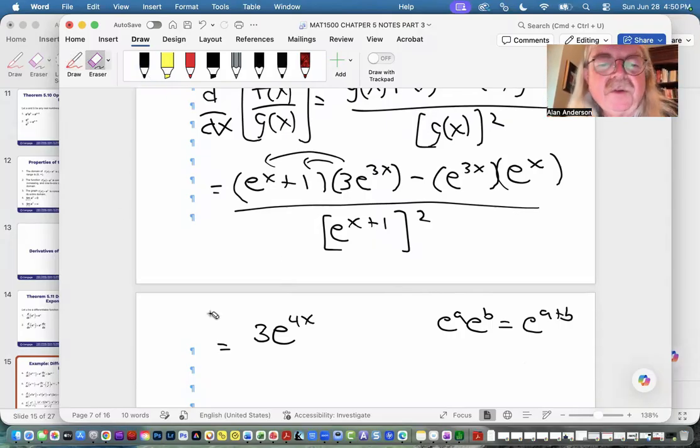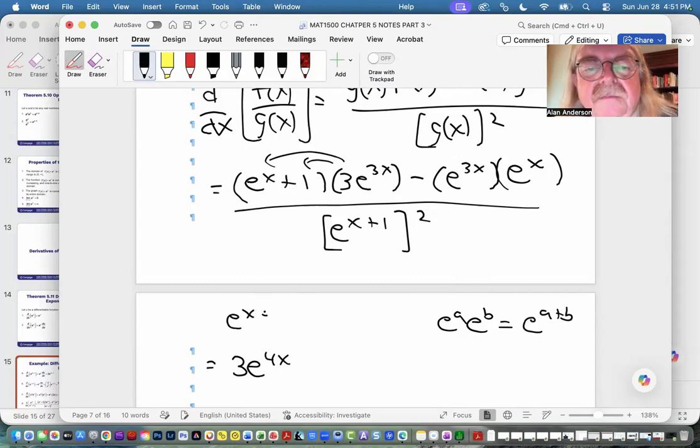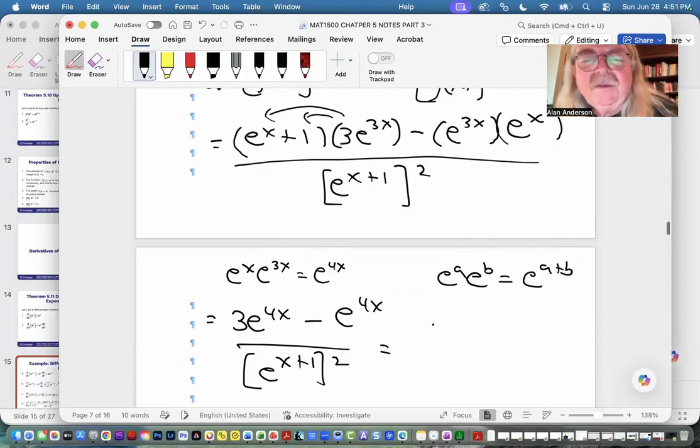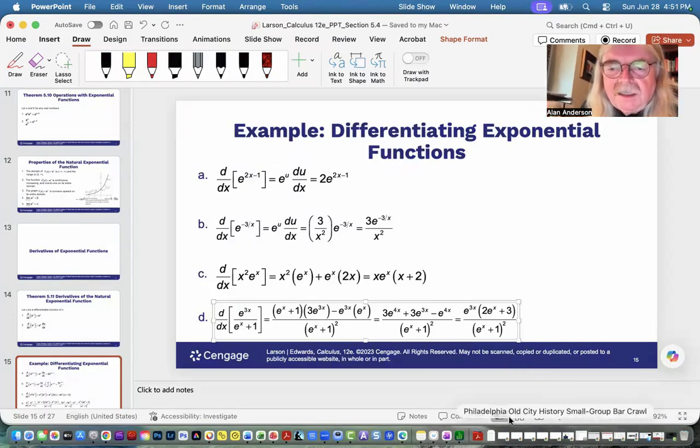Actually, now I'm out of space. Let me move this. So in other words, and then we have the 3. And then for the second one, same thing. We've got e to the 4x. And then we divide that by e to the x plus 1 squared. What do you know? We've got 2 with the same base. So we end up with 2e to the 4x over e to the x plus 1 squared. Oh, see what they did.